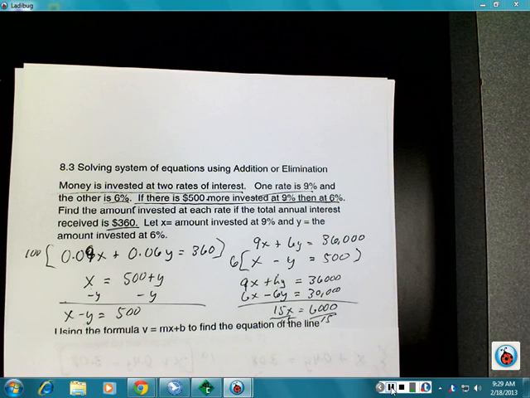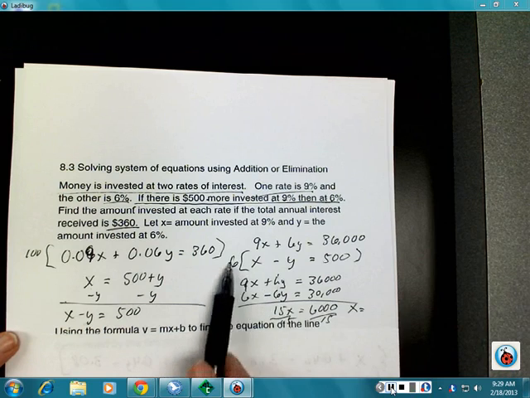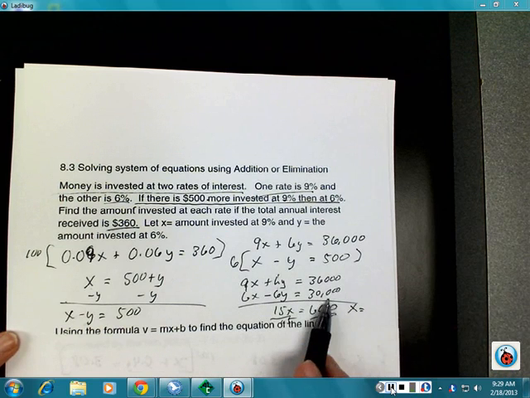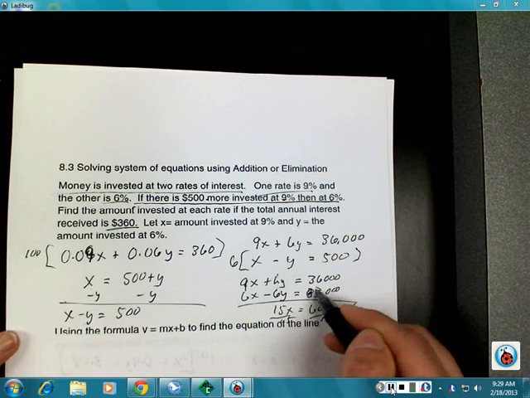Do we get an answer? What's x going to be? 6,000 divided by 15. What was it? 400? Wouldn't it equal 3,000, not 30,000? It's 500 times 6. Yes, 3,000, sorry. Yep, it would be 3,000. Thank you.